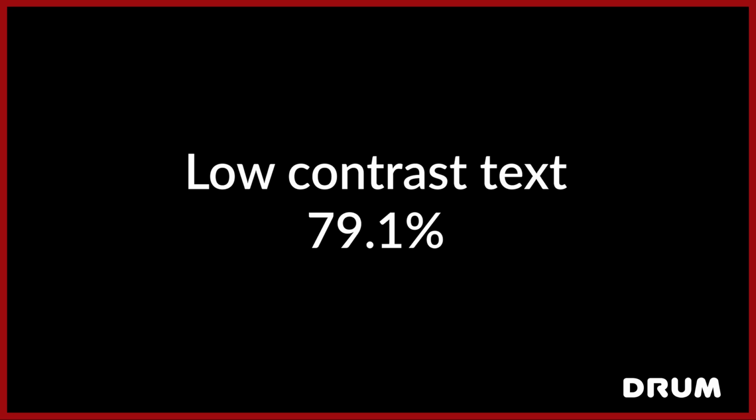And finally, low contrast text, 79.1%. A staggering 79.1% of homepages have low contrast text, with the text not being readable from the background. This is a lot of key information which your users will not be able to read. Make sure you follow the WCAG guidelines with a minimum contrast ratio of 4.5:1, and also a maximum contrast, so off black and off white, with an accessible color palette used.